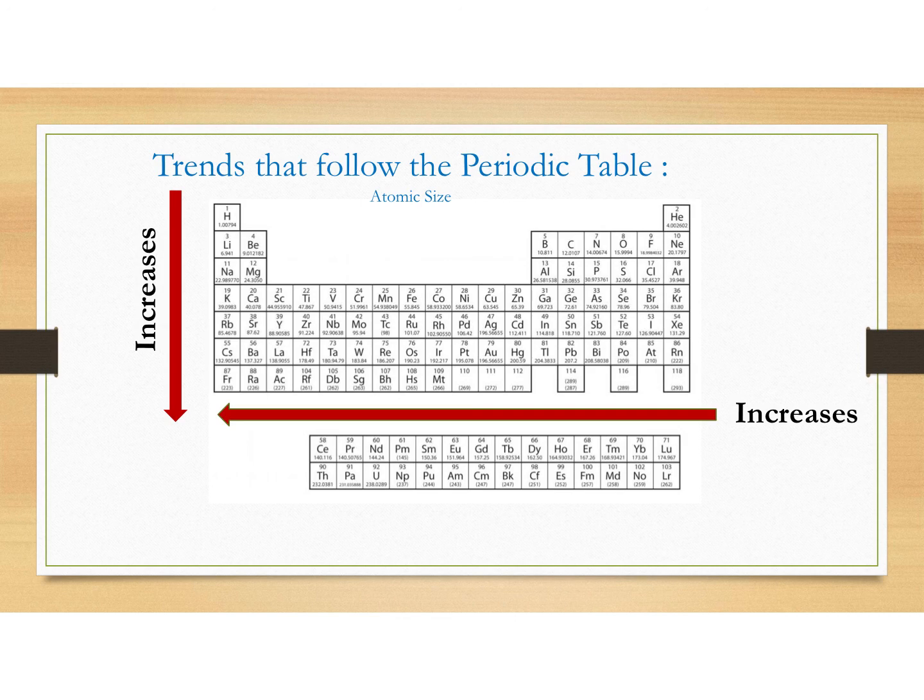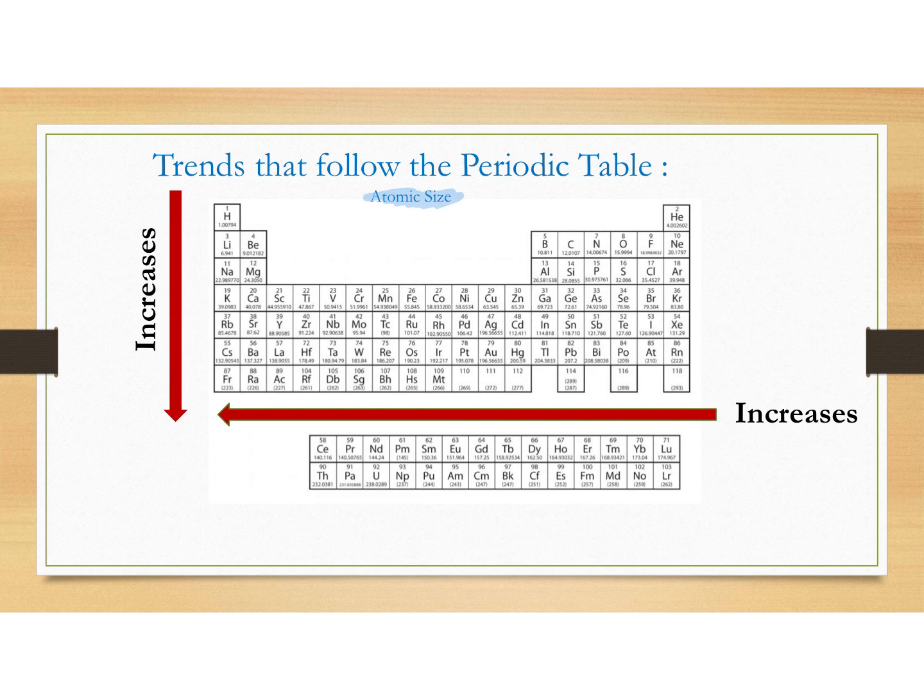When we're looking at atomic size, I find that atomic size increases as I go down the periodic table, and it increases as I go from right to left on the periodic table. In other words, the atoms get larger as I go to the corner. So radium, francium, barium, those ones are very large atoms in size.